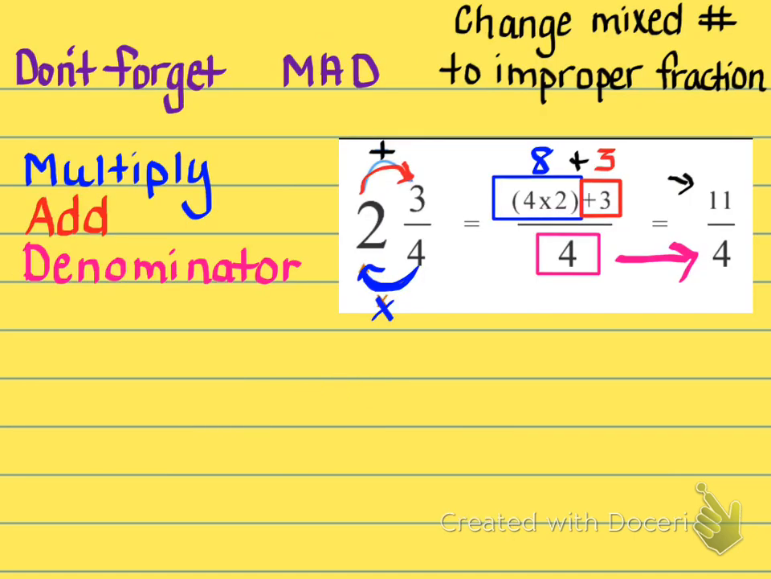So here you can see change mixed number to improper fraction. It says don't forget MAD. So it's multiply, add, and denominator. So remember, if you're going to be changing a mixed number, which is 2 3/4, into an improper fraction, you're going to do that by first multiplying 4 times 2. So you're going to, if you could see me here with my blue marker, the 4 on the bottom times the 2, and you can see that that's what I have here in this blue block.